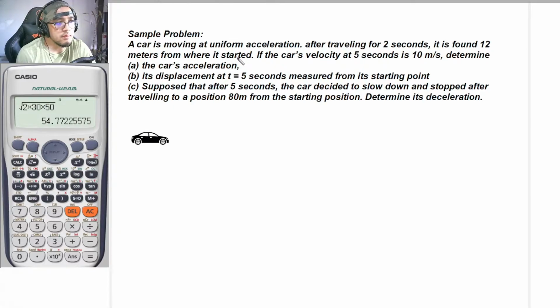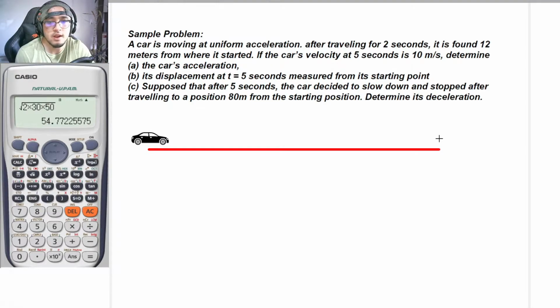Before proceeding, let us first draw the problem to better visualize it. Suppose this is your car and it is moving along this direction. If this is its initial position, it is said that after 2 seconds, it is found 12 meters from where it started. So let's pretend this is its 12-meter mark. So, 12 meters.